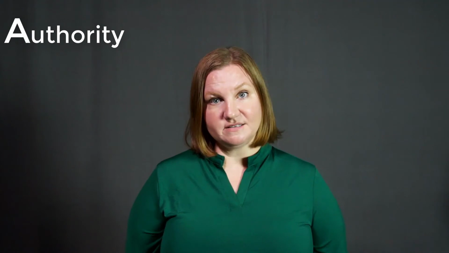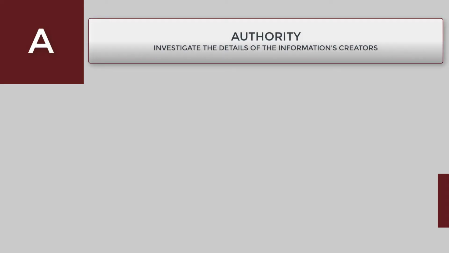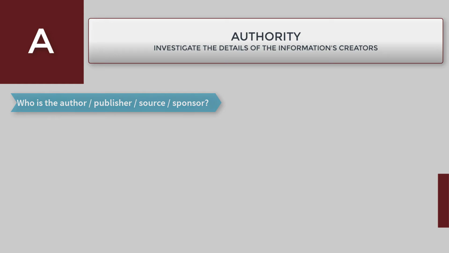The question of authority goes beyond merely identifying who is responsible for writing the information found in the resource. You will need to consider creator credentials, qualifications, and other aspects to determine the authority of a resource. Look for things like author bios or links to more details about the creators of a resource. Questions to ask yourself include: who is the author, publisher, source, or sponsor?